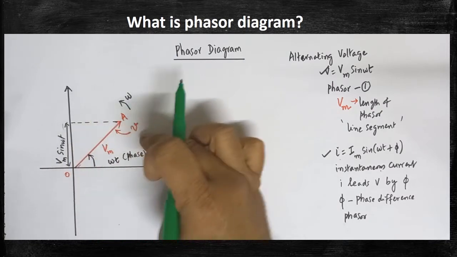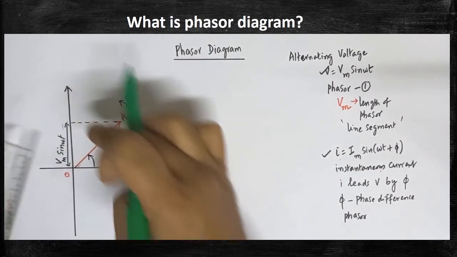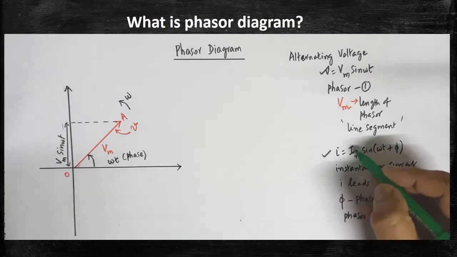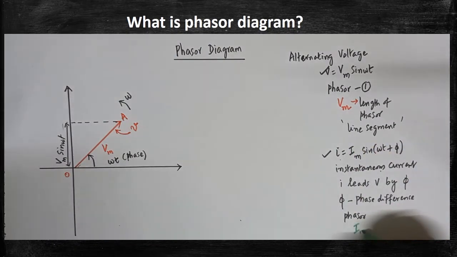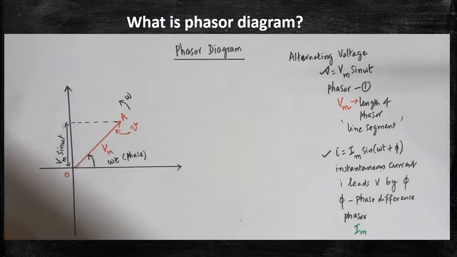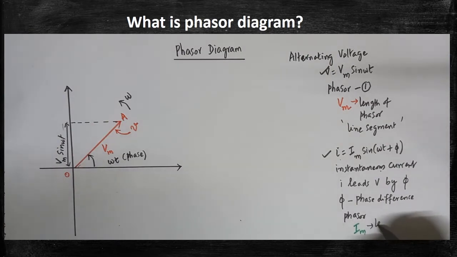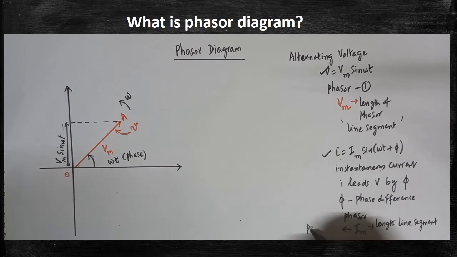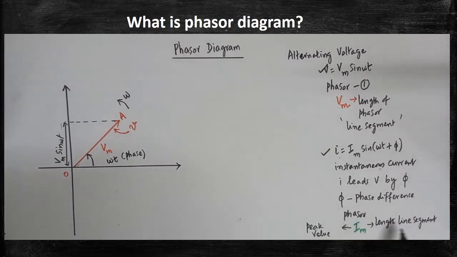Are you clear? Since the current is leading V by pi, what should be done? The current phasor should not be drawn here. The current phasor must be drawn a little bit ahead. So look at the peak value. The peak value of the current is Im. This Im must be taken as the length of the current line segment. Im must be the length of the phasor. The length of the line segment for the current phasor is Im, that is the peak value. The peak value must be taken, very important. So whenever you draw the phasor, the peak value must be taken as the length of the line segment.